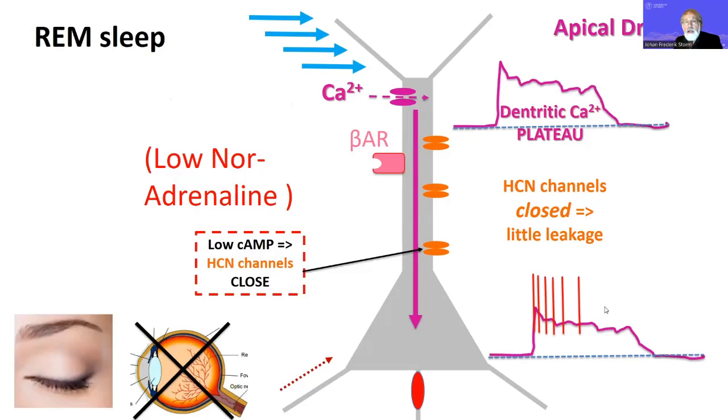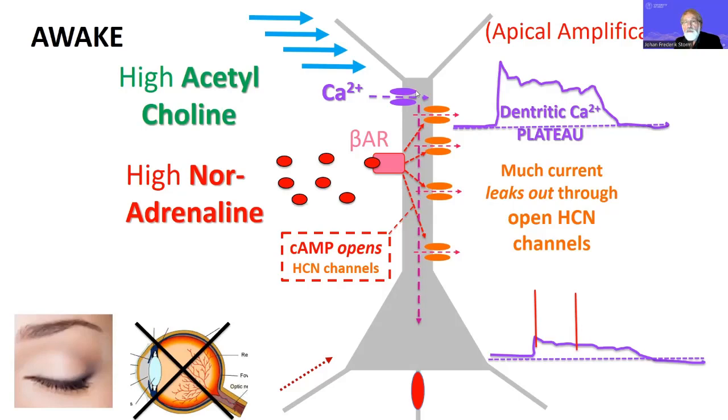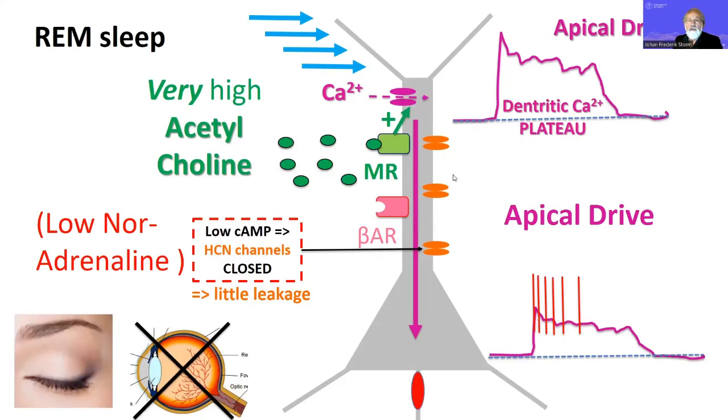In contrast, during wakefulness, high noradrenaline will cause these channels to open, and that will make the current leak out so that the plateau is attenuated and you have only low frequency firing. So if you have eyes closed, no visual input, then you don't hallucinate and start dreaming when you are awake, because then the plateau doesn't work as well. So during REM sleep again, we have the perfect combination of very high amplification of the distal input, so that they can drive the cell from internal sources, and at the same time it can be faithfully conducted because these leaking HCN channels are closed.